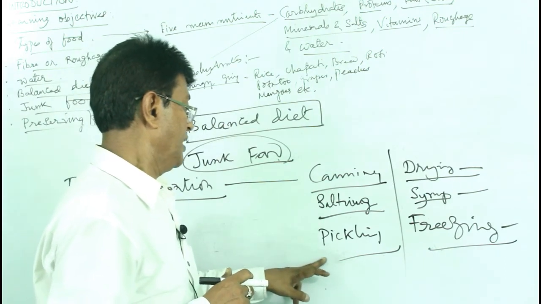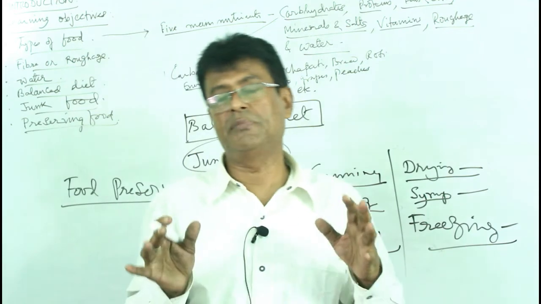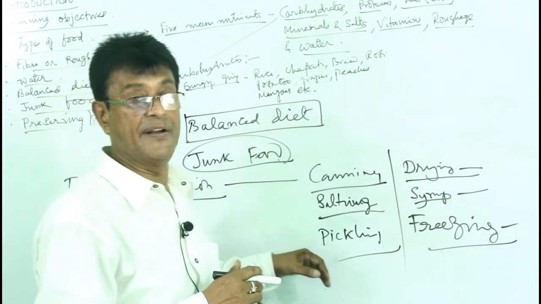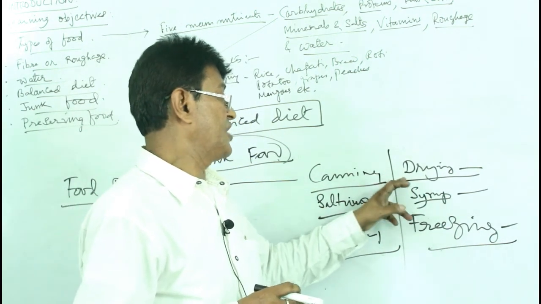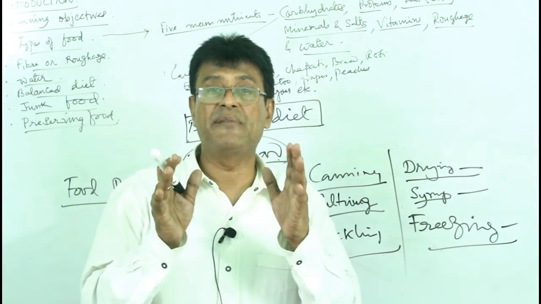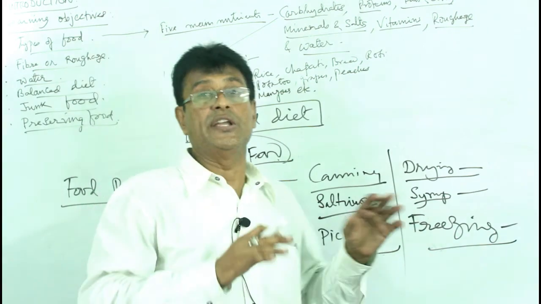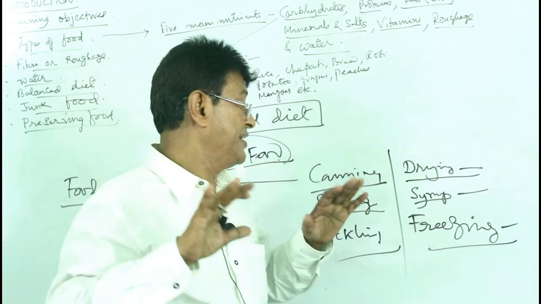Number three is pickling. Pickling is what in common language we call achar. We make it and then it prevents all the microbes from growing. Drying is a process where excess of water is taken out and the dry matter is kept nicely. Next is sugar syrup. In sugar syrup, the coating is given, so microbes cannot grow and it remains okay.